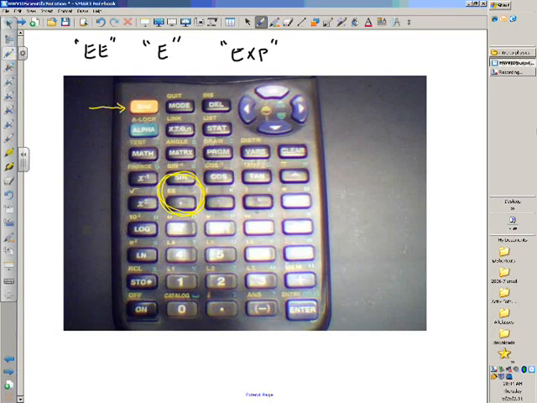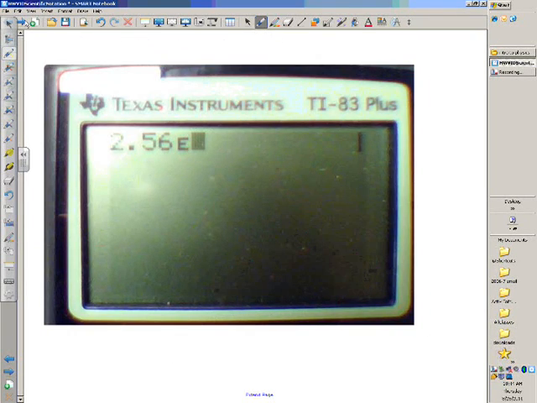So if we want to write that number that we talked about as 2.56 times 10 to the 15th power in scientific notation, we start off just typing in 2.56. And when you do that, that'll show up on your calculator, 2.56. Then you hit the second button. After you hit the second button, you should see a little blinking upwards arrow on your calculator. Then you hit the comma. And when you do, it should look like this on your screen, 2.56, and then that short capital E.